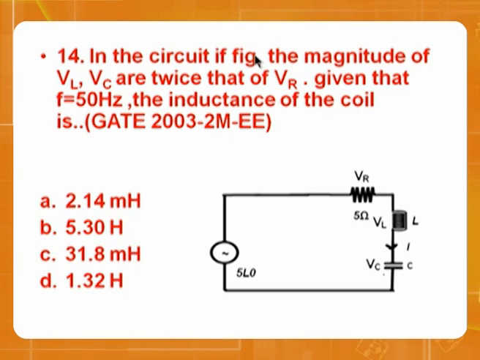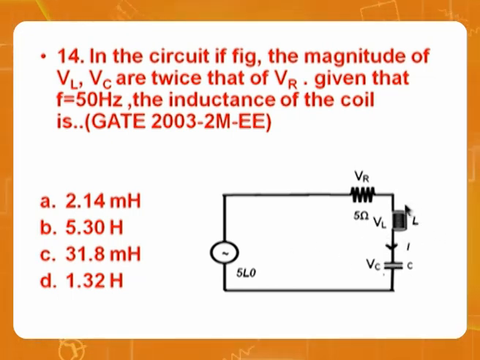Question number 14. In the circuit of the figure, the magnitude of VL and VC are twice that of VR. Given that the frequency is 50 Hz, the inductance of the coil should be. Oh, very good. The answer is very simple. Look at this. He gave VR. He said this is equal to twice. So VL is equal to 2 times VR. VC is equal to 2 times VR.